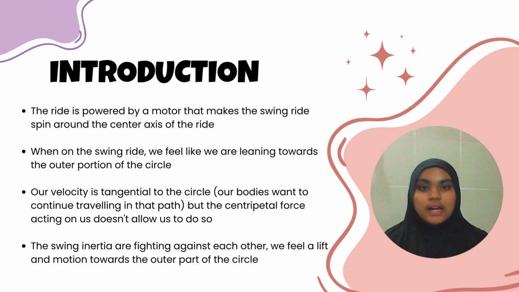If centripetal forces are constantly pulling to the inside of the circle, why do we feel as though we are going to the outer portion of the circle? When we are in the swing ride, we feel as though we are leaning towards the outer portion of the circle, almost as if we are in flight. Our velocity is tangential to the circle, which means that our bodies want to continue traveling in that path, but the centripetal force acting on us doesn't allow us to do so. This is why our body feels as if it is being pushed to the outside of the circular path. Because the centripetal force acting on the swing and the swing's weight are fighting against each other, we feel a lift and motion towards the outer part of the circle.